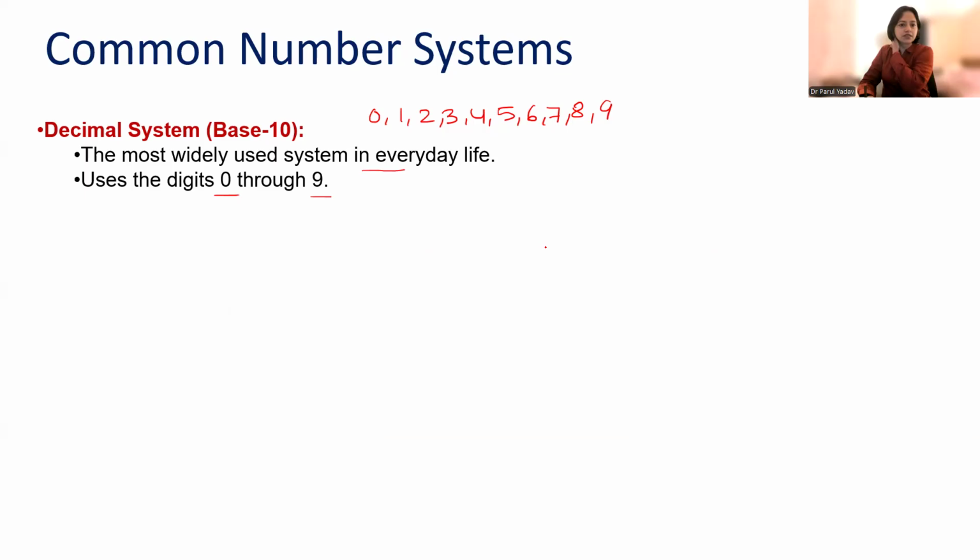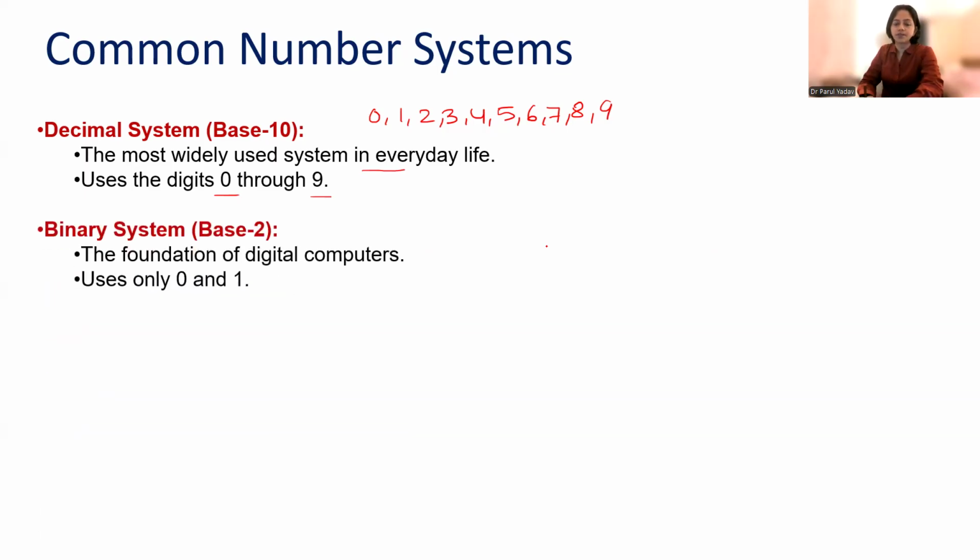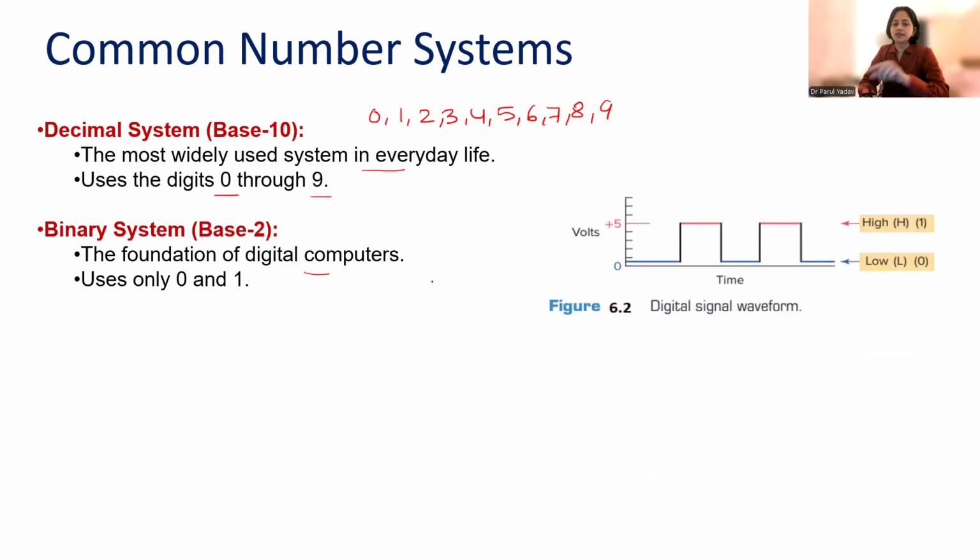Now, second number system is the binary number system. Binary number system is the foundation of digital computers. We know that the computer system has electronic circuitry which understands the signal, right? So if there is high or low, if this is high, then we say this is 1. If it is low, then we say this is 0, right? So computer system understands binary language, right?